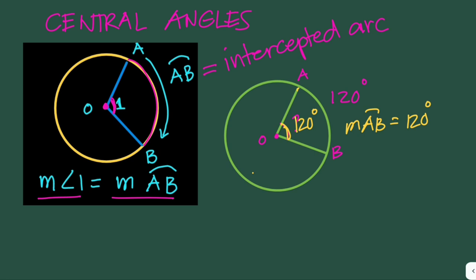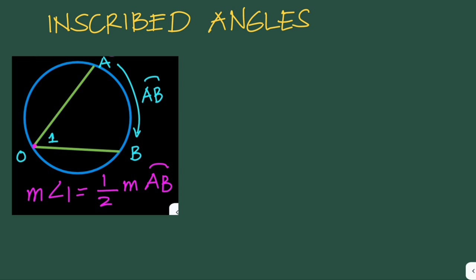Now let's talk about inscribed angles. An inscribed angle is an angle whose vertex is on the circle and whose sides contain chords of the circle. And then we also have the intercepted arc, which is the arc that lies in the interior of an inscribed angle and has endpoints on the angle itself. So we have intercepted arc AB here. And the measure of the inscribed angle is just 1/2 of the measure of the intercepted arc.